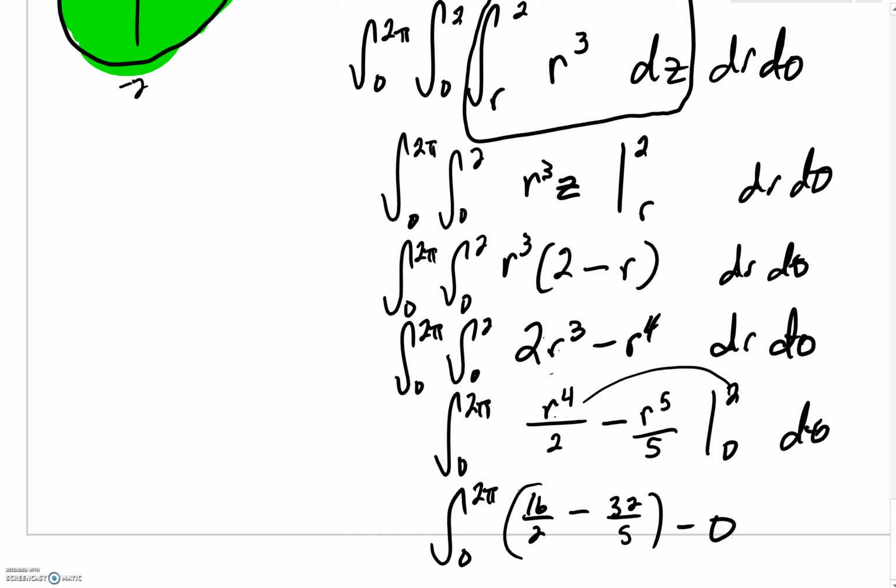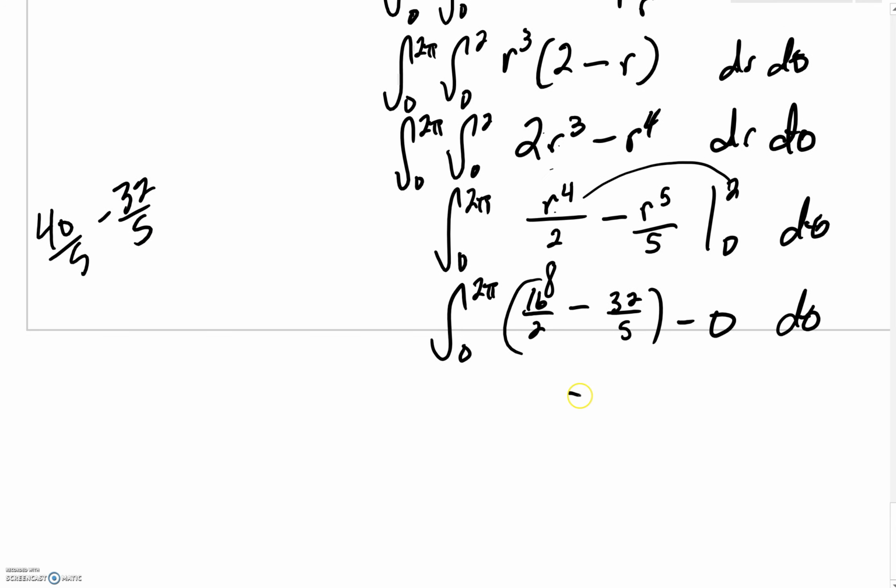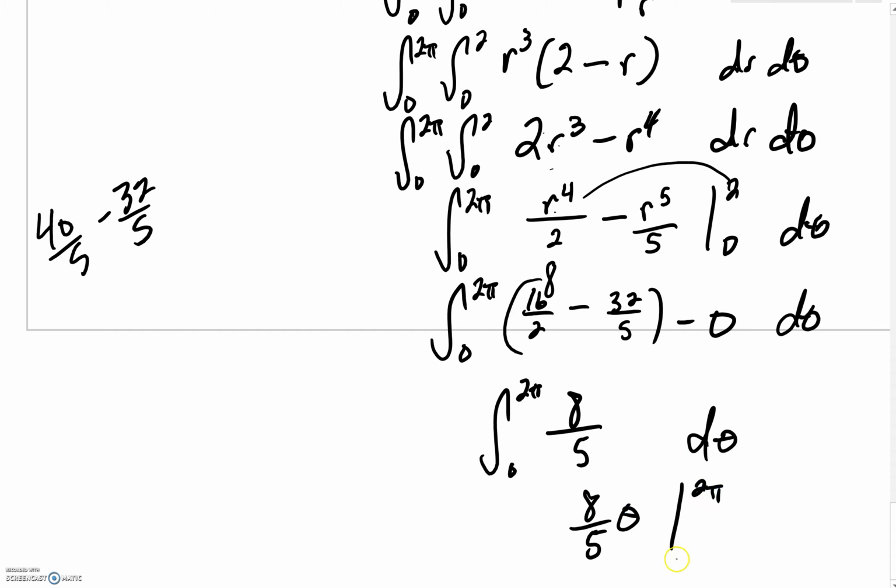Well, we're getting there. We're super, super close. If we have 8 minus 32 over 5, that's really like 40 over 5 minus 32 over 5. And you should get 8/5 then. So we're almost done, on the cusp of finishing this up. Antiderivative, you'd have 8/5 theta, evaluated between 0 and 2 pi. Guys, when you plug in that 2 pi, I hope you can see you'll wind up with a final answer of 16 pi over 5.